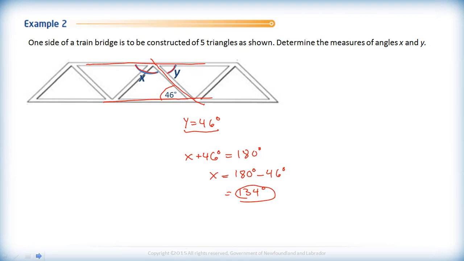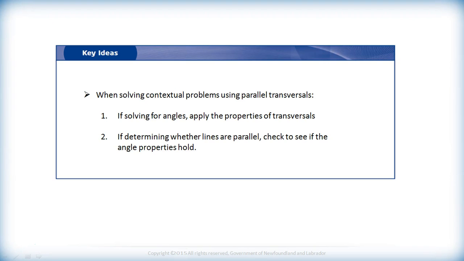We found them. All right, so let's remember when we're solving these, if we're solving for angles, we have to make sure to apply the properties of transversals. And if determining whether lines are parallel, we have to check to see if the properties already hold. And if they already hold, we're parallel.